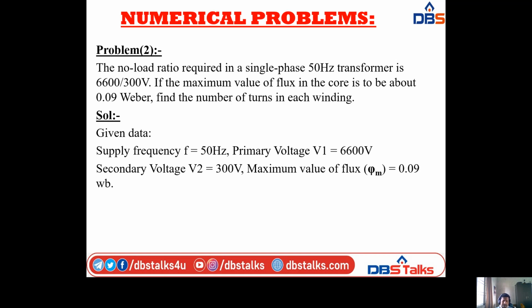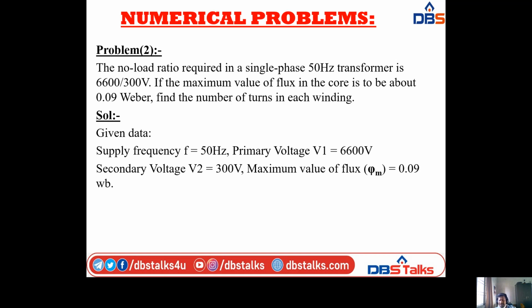Now go for the second problem. The no load ratio required in a single phase 50 Hz transformer is 6600 by 300 volts. If the maximum value of flux in the core is to be about 0.09 Weber, find the number of turns in each winding. In the last problem, they gave the number of turns N1, N2 and we determined V2 and I1, I2. But here they gave V1, V2, the flux, and the frequency. Now find the number of turns in the primary as well as secondary.